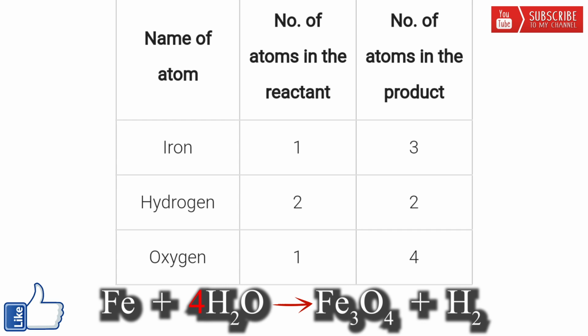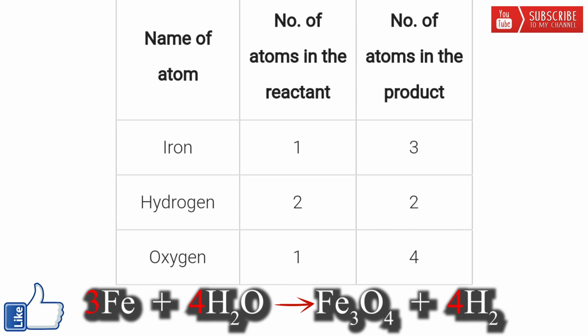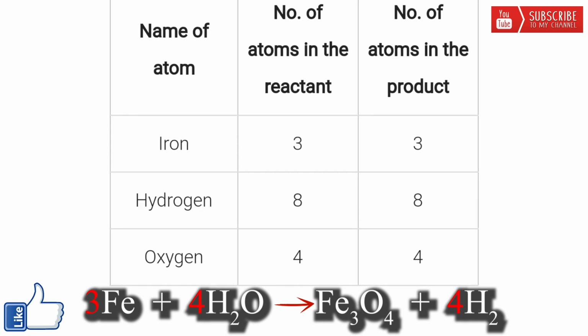Now, the number of hydrogen atoms becomes 8 on the left hand side, which is more than that on the right hand side. To balance it, one needs to multiply the hydrogen on the right hand side by 4. After that, the number of oxygen and hydrogen atoms become equal on both sides. The number of iron is 1 on the left hand side, while it is 3 on the right hand side. To balance it, multiply the iron on the left hand side by 3. Now, the number of atoms of each element becomes equal on both sides. Thus, this equation becomes a balanced equation. After balancing, the above equation can be written like this.